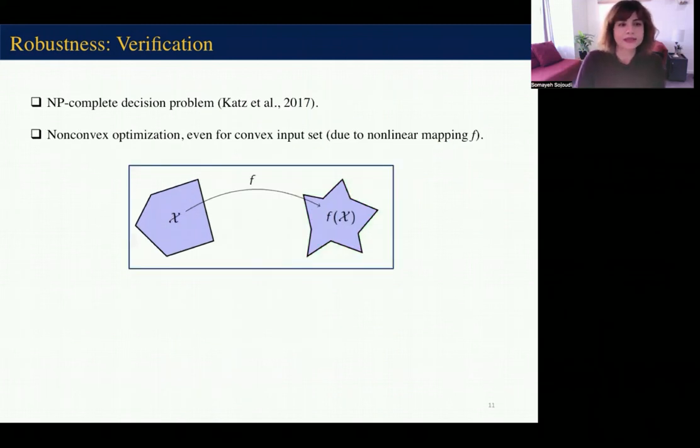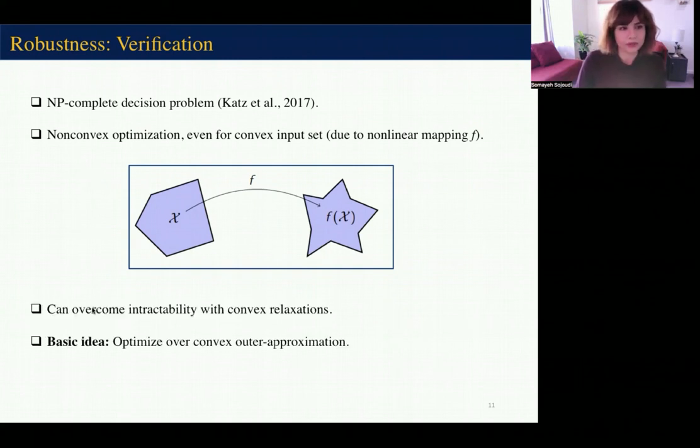Now, the challenge is that even when the input uncertainty set is convex, its output set may be non-convex because of the nonlinear mapping F. This certification problem is incomplete in general. And to overcome this issue, various relaxations have been proposed to over-approximate the output set by a convex set, and then perform the certification on the easier-to-analyze convex set.